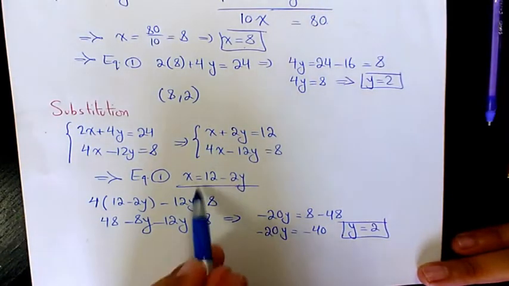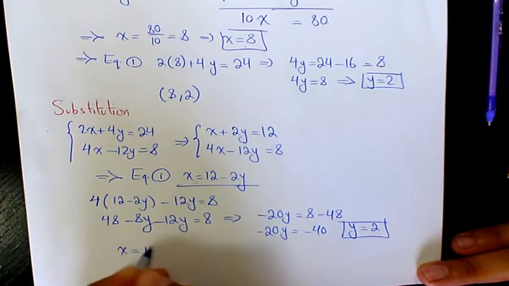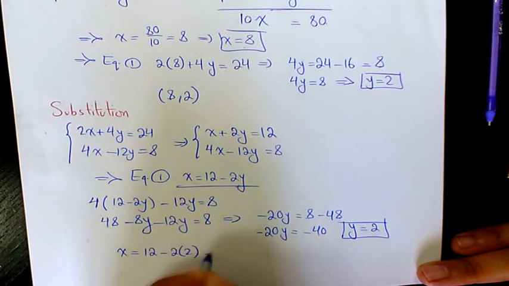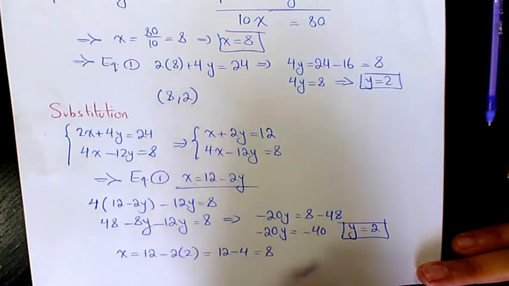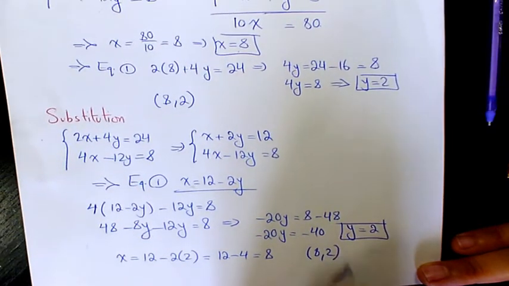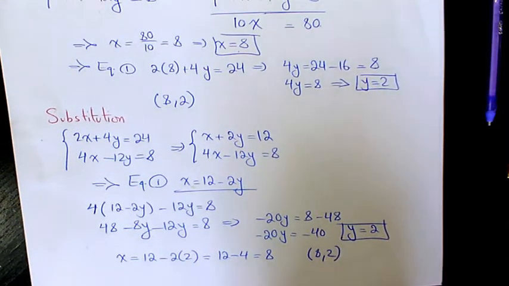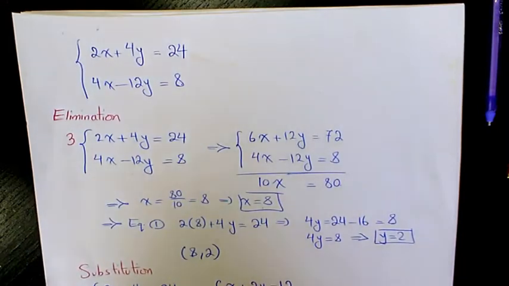Then we sub it in this equation. x equals 12 minus 2 times y, which is 2. So 12 minus 4 is going to be 8. So the point is the same thing again, 8 and 2. So these are two different methods to solve this system of linear equations. Next example.